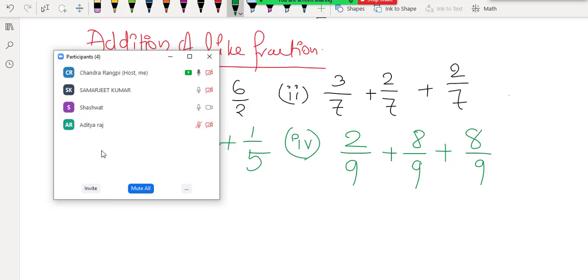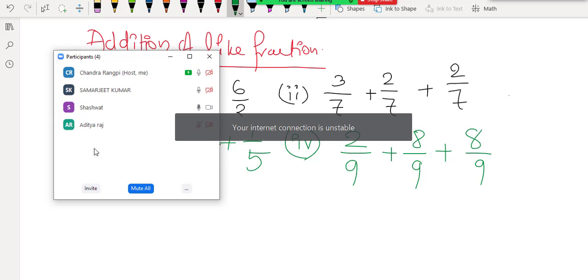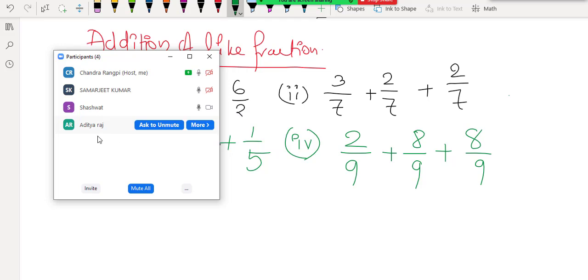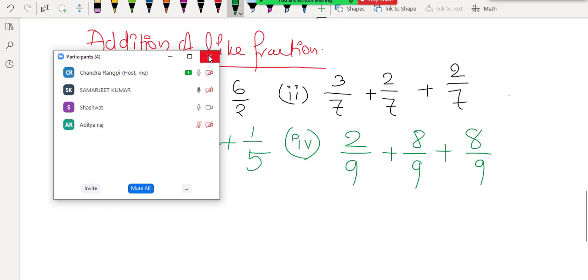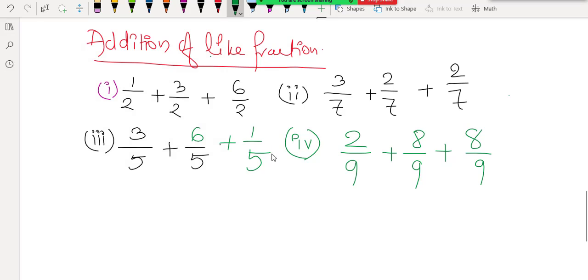Aditya Raj is from your class, right? He's not a student of your class. Then who is Aditya Raj? Yes, Aditya, you are from which class?